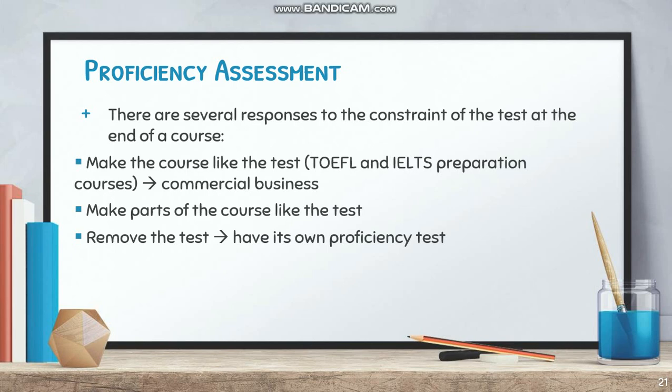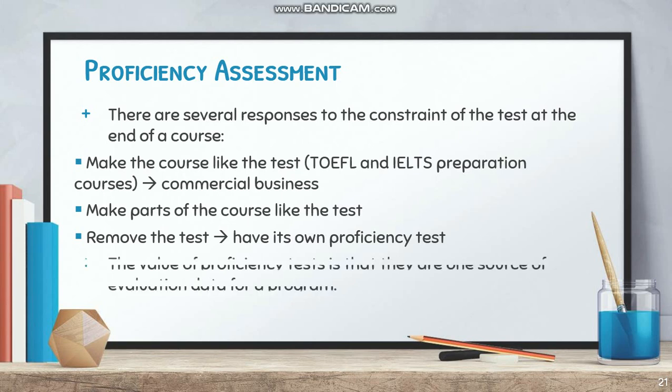So there are several responses to the constraint of the test at the end of the course. The first response is to make the course like the test. It's usually for commercial business. And make part of the course like the test. There is partial, and then remove the tests altogether. So some educational institutions have their own proficiency tests. The value of proficiency tests is that they are one source of evaluation data for a program.